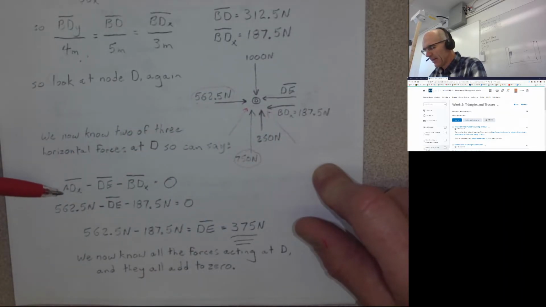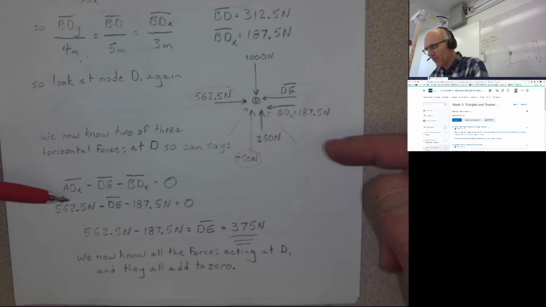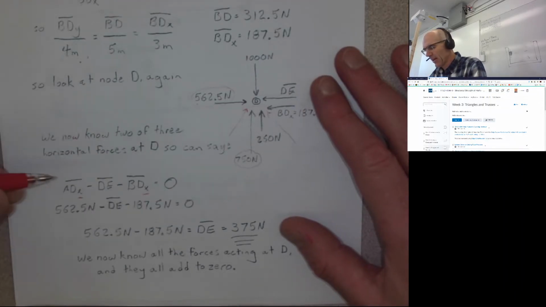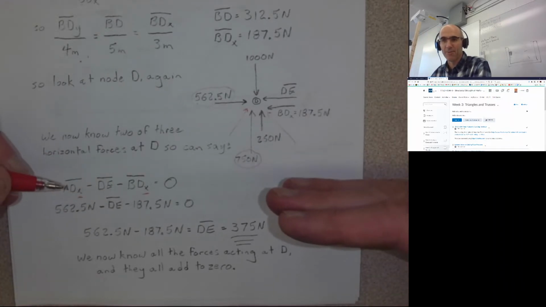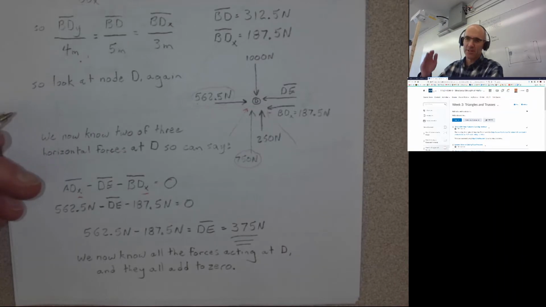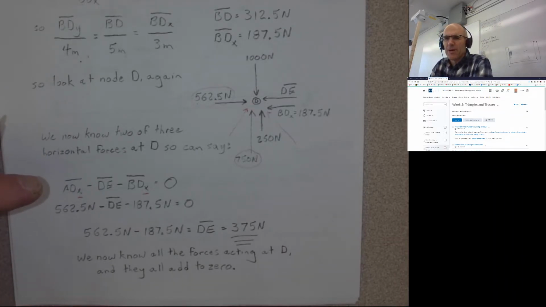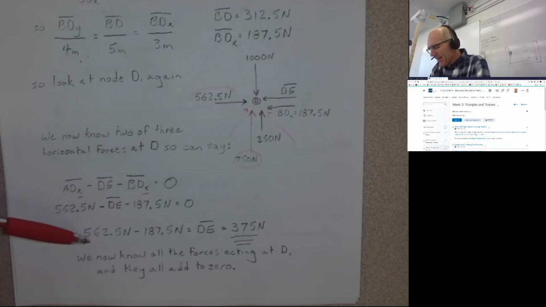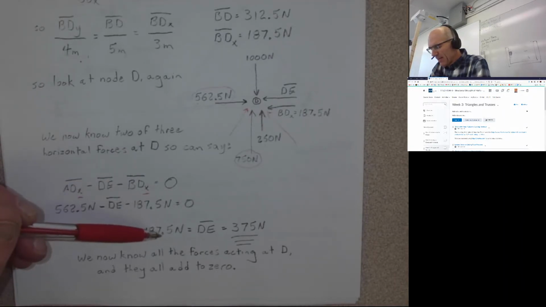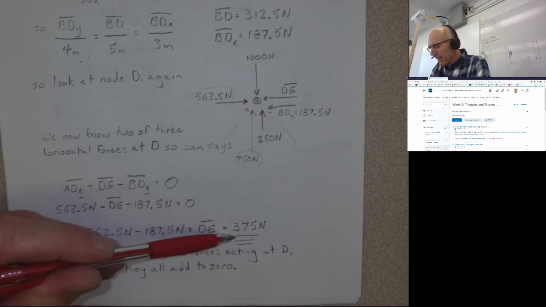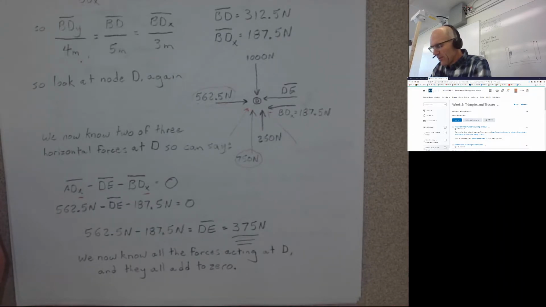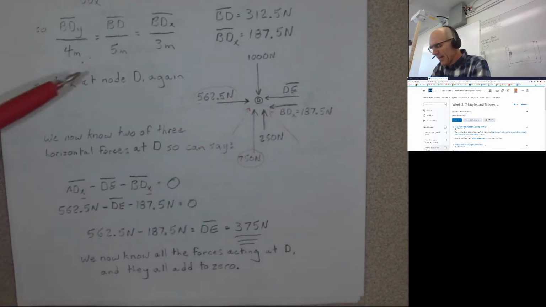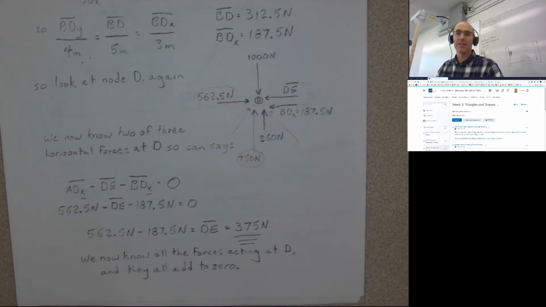And so here's my formula right here: all of the x components, and DE is only an x component because it's perfectly horizontal. If it wasn't perfectly horizontal, we'd have a little bit more calculation to do, but we could do it. I won't make you solve that one, but certainly it could be done. And 562 minus 187 leaves the force remaining in that horizontal member, 375 newtons. So now we know all the forces acting at node D. They all add to zero.